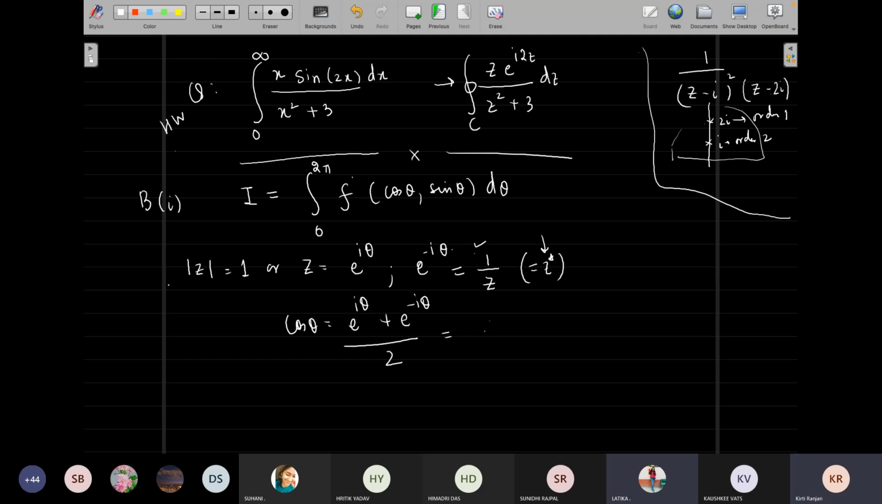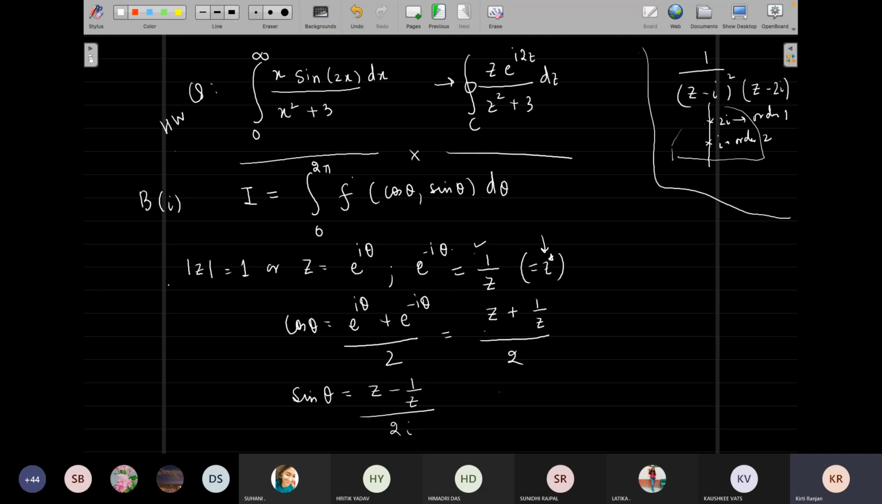Okay, cos theta, what will this become? z plus 1 by z, over 2. What about sin theta? z minus 1 by z, upon 2 iota.